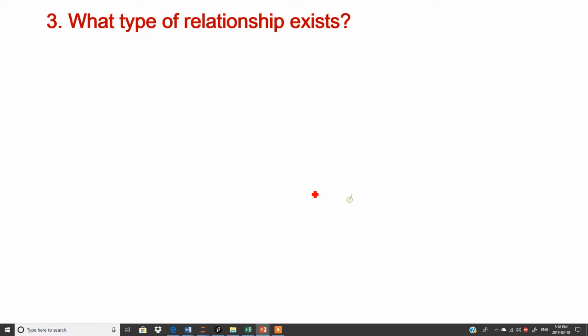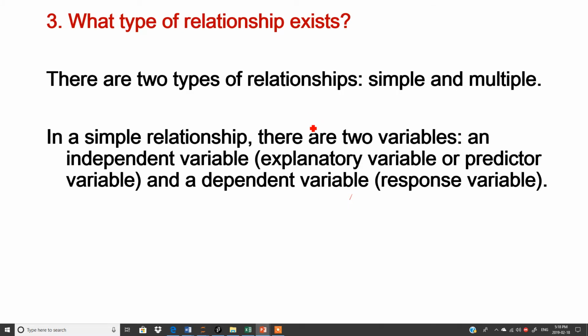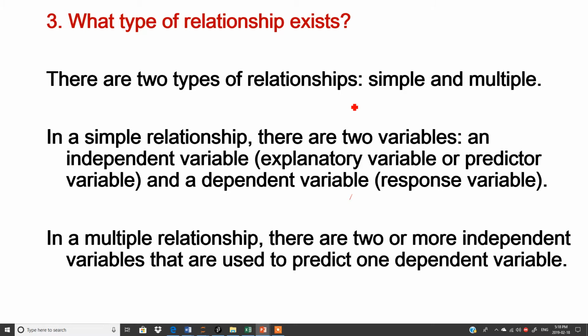Now for the third question, what type of relationship exists? There are two types of relationship. One is called the simple relationship, the other is the multiple relationship. What is the difference between simple and multiple relationship? If we are considering two variables, then it is called the simple relationship. If we are considering 3 or 4 variables, then we will say it is a multiple relationship. But again, we will consider the simple relationship, or two variables.